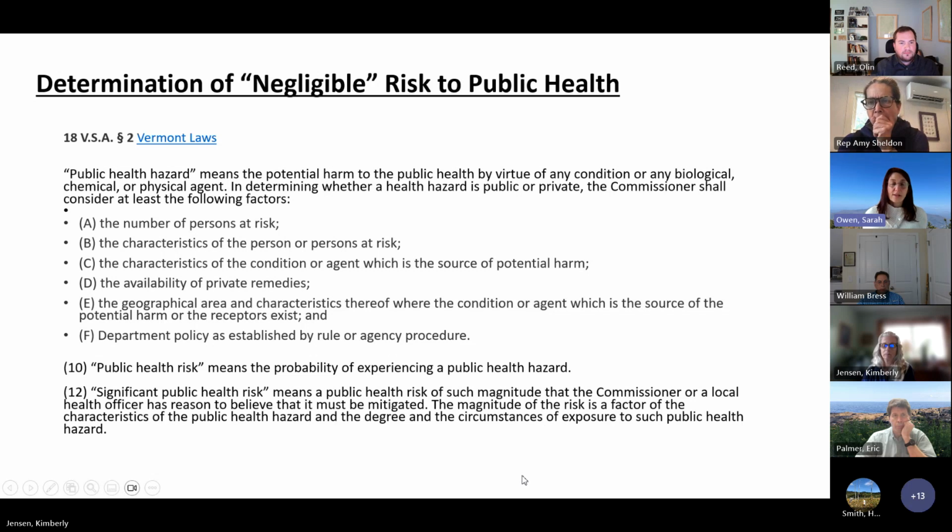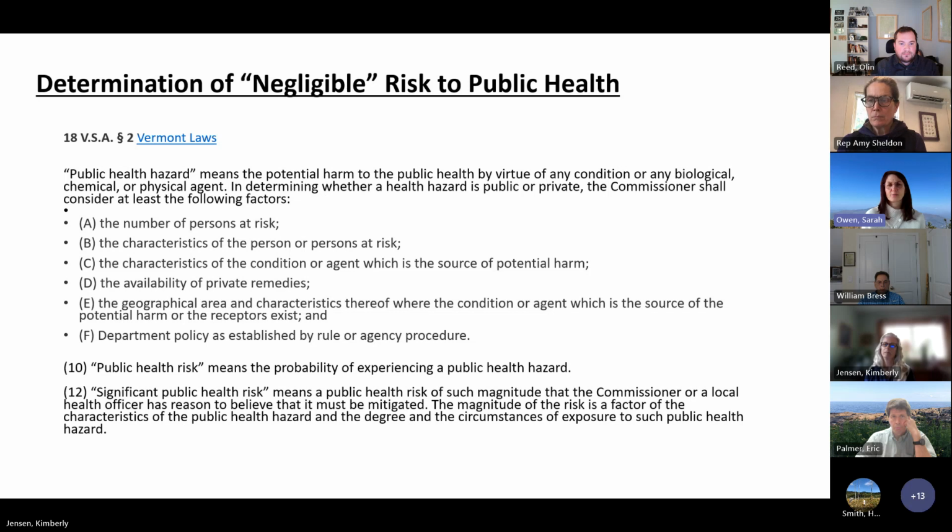So the finding for negligible risk to public health, if a definition is needed, it would be needed for the word negligible. Risk to public health is defined in the health statute. So there's a link here. It's Title 18. Our statute defines public health risk, significant public health risk, and public health hazard. Those definitions are used not only in my work in toxicology, but in other work we do in environmental health, and in work that applies across all of the other health department divisions as well.